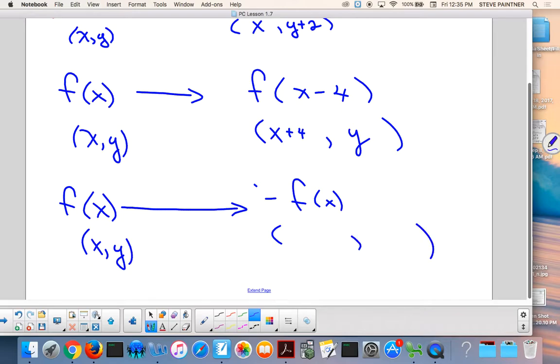So if you take any point on your parent and you reflect it over your x-axis, what changes? What does it change to? Opposite. I like that you said that, Will. Opposite. Don't say negative y. Just say it turns into the opposite.